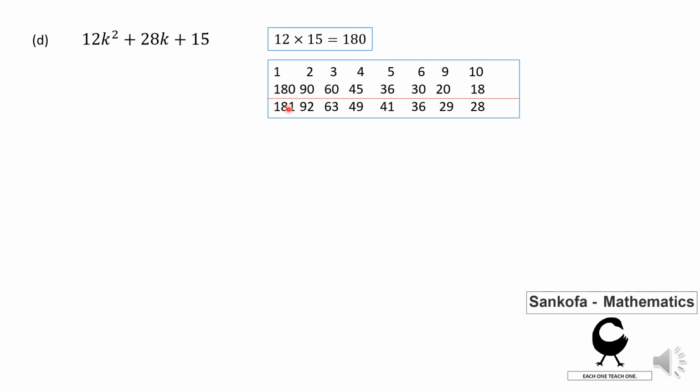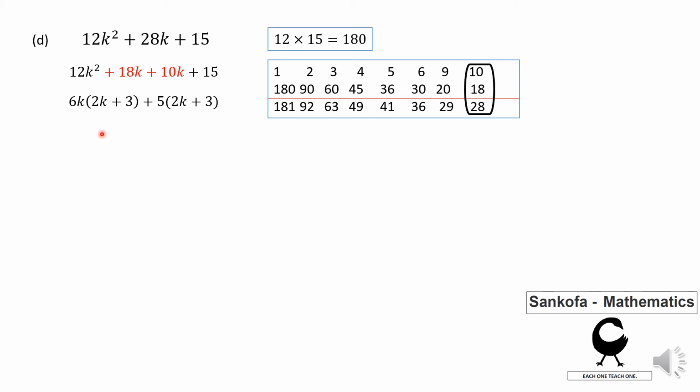But what I've also done under this red line is add them, and I need to get 28. So the pair that works is the 10 and 18. So that 10 and 18 is what I'm going to split here. See, I put 18k first because I know that 12 and 18 have a 6 as a common factor, and 10 and 15 doesn't matter.